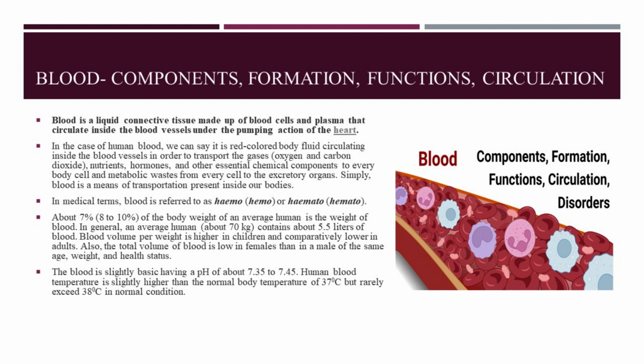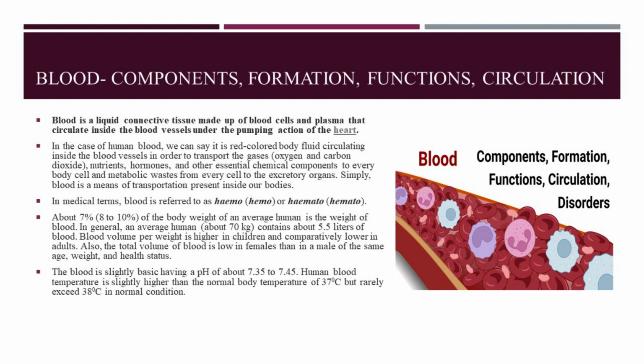In the case of human blood, we can say it is red-colored body fluid circulating inside the blood vessels in order to transport the gases, oxygen and carbon dioxide, nutrients, hormones, and other essential chemical components to every body cell and metabolic wastes from every cell to the excretory organs. Simply, blood is a means of transportation present inside our bodies.